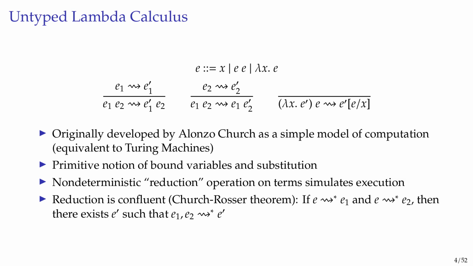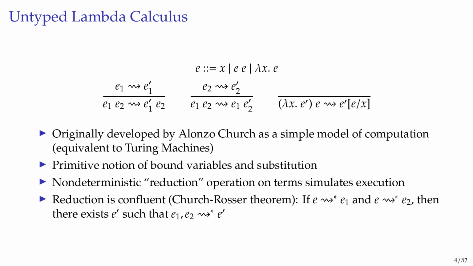I'm going to introduce the axioms of Lean in a few stages. So we'll start with the untyped lambda calculus. Here we have an expression grammar which consists of variables, application, and this lambda operator. You can reduce on either side, and then you can perform this operation here, which is called beta reduction. This was originally developed by Alonzo Church as a simple model of computation. It's equivalent to Turing machines.